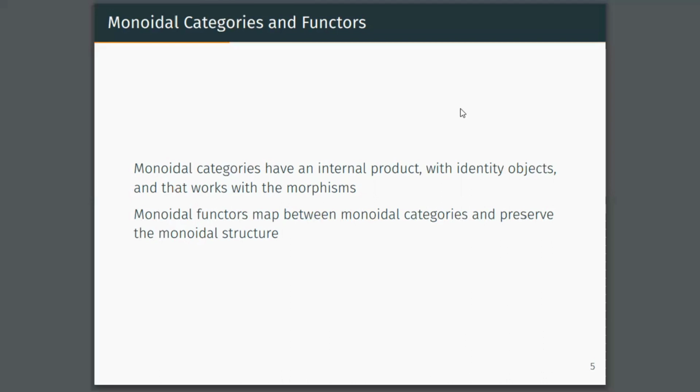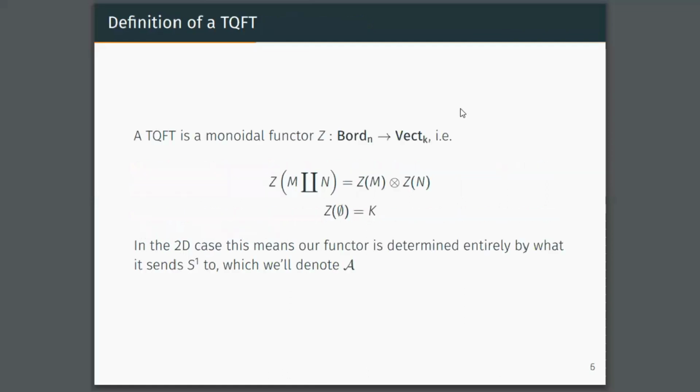And so with these monoidal categories where you have this product, we're going to care exclusively about monoidal functors, so a functor that also preserves this product. And this leads us into our definition of a topological quantum field theory. So we're going to map from the cobordism category to a category of vector spaces.